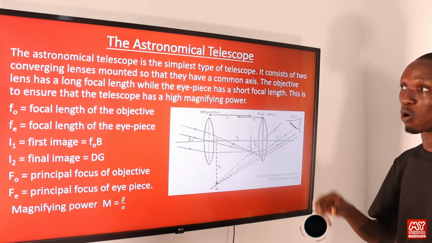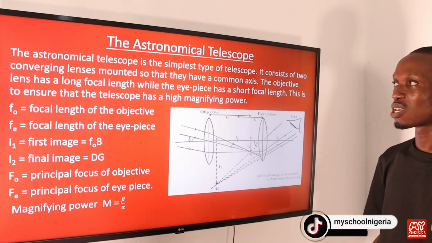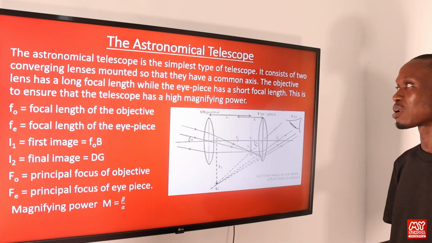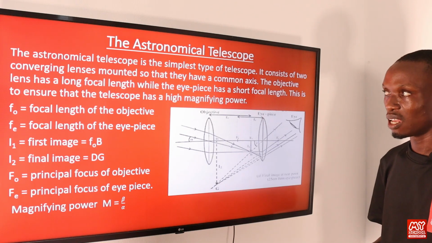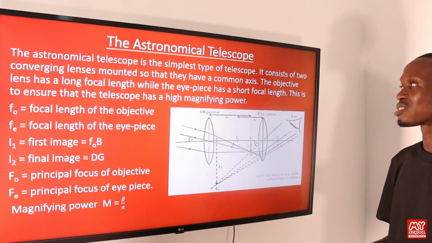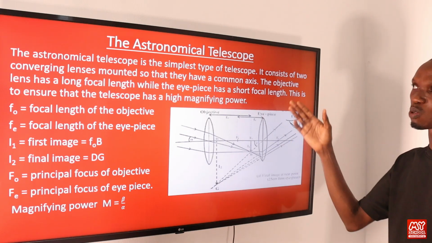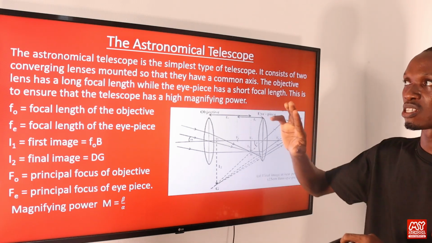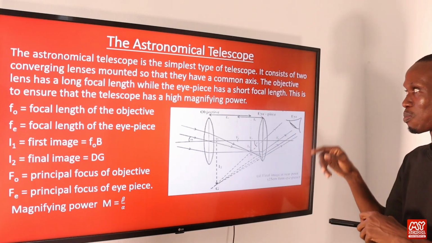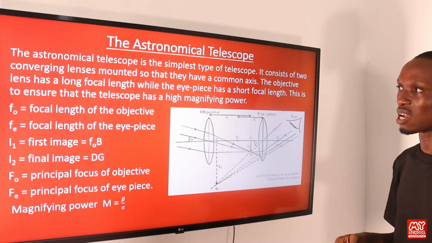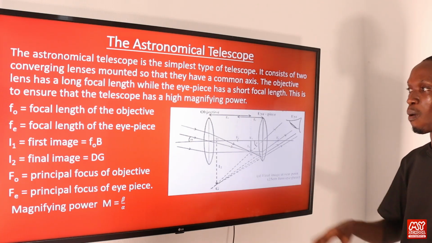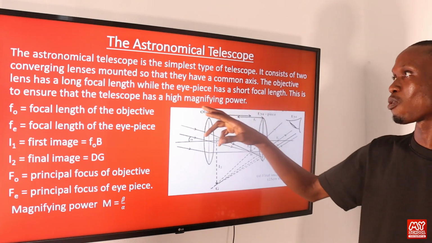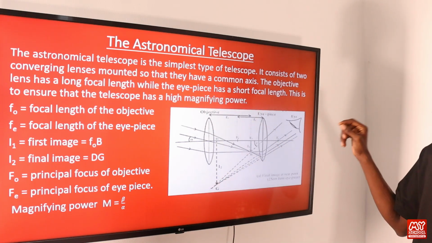It consists of 2 converging lenses mounted so that they have a common axis. The objective lens has a long focal length, while the eyepiece has a short focal length. So this is more or less the opposite of the compound microscope. This is to ensure that the telescope has a high magnifying power. Below is the diagram of the astronomical telescope.